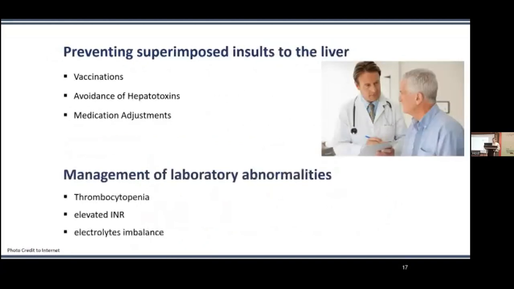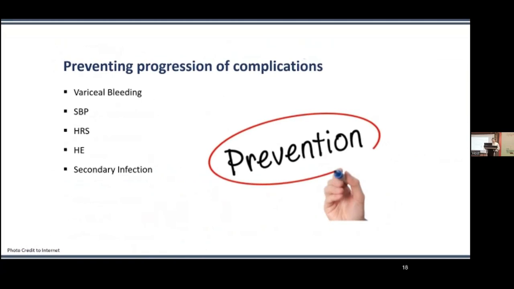The next strategy is preventing superimposed insults to the liver, like giving vaccinations and avoiding hepatotoxins, including herbal and alternative medicines, and medication adjustments. The next strategy is management of laboratory abnormalities, like thrombocytopenia, elevated iron, and electrolyte imbalance. Next is preventing progression of the complications like variceal bleeding, spontaneous bacterial peritonitis, hepatorenal syndrome, hepatic encephalopathy, and secondary bacterial infection.